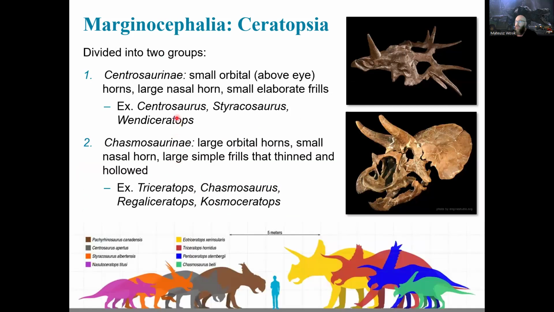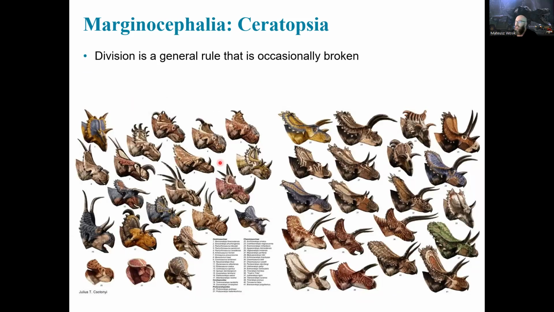We're going to be looking primarily at the ones that have the small orbital horn or the large nasal horn, right? That's going to help us differentiate things. So the large brow horns are going to be more the chasmosaurians, whereas the ones with the large nasal horn are going to be the centrosaurians. However, that's not always the case. There is some variation that changes throughout here, as you can see through all of these different species shown on here. And there's even more that have been named ever since this figure came out.